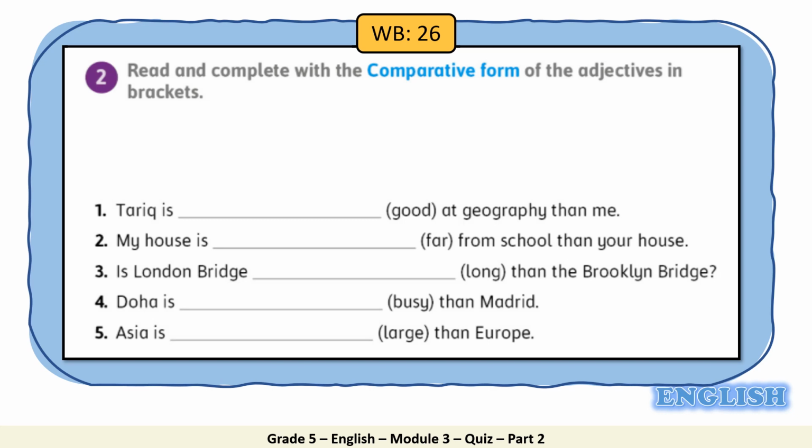Let's do number 1 together. The adjective between brackets is good. It's an irregular adjective, so we cannot add er at the end. We will change the word and it will become better. Tariq is better than me. Now, pause the video and try to finish all the sentences by changing the adjectives between brackets.